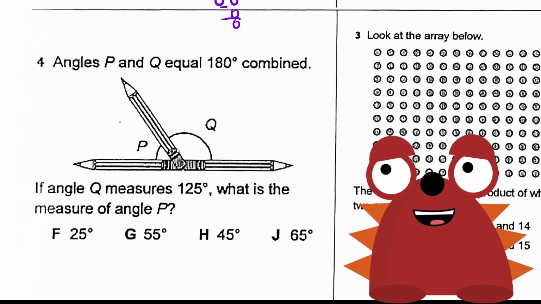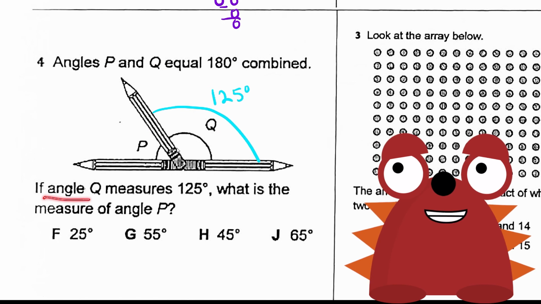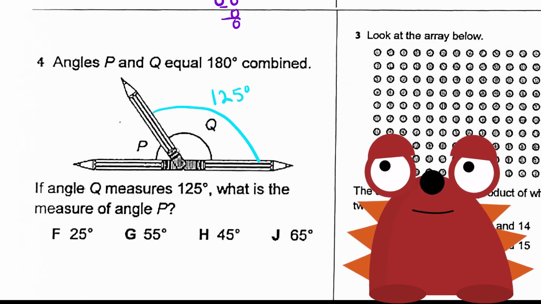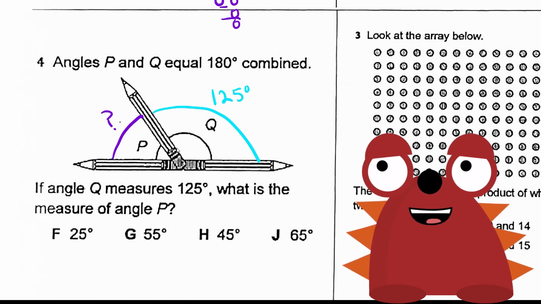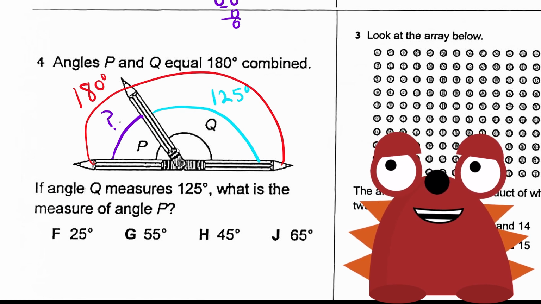So if you look at angle Q, this one right here, let's go ahead and label it with 125 degrees because that's exactly what they're telling me here. Angle Q measures 125 degrees. So they're asking us what is the measure of angle P. So we're going to put another one here and we're going to put a question mark. We don't know how much that is, but we do know that both of them together will give us 180 degrees. So let's go ahead and do our strip diagram.